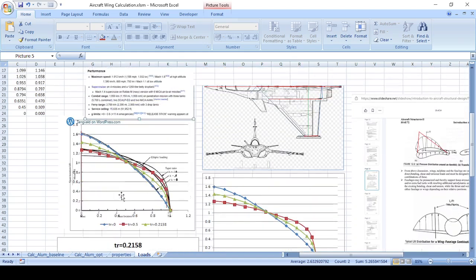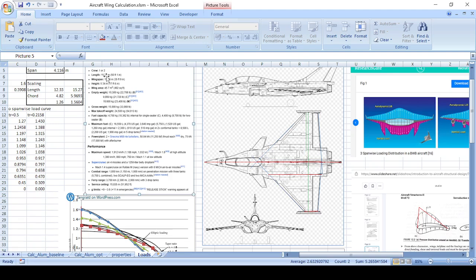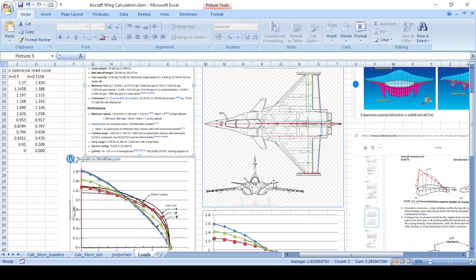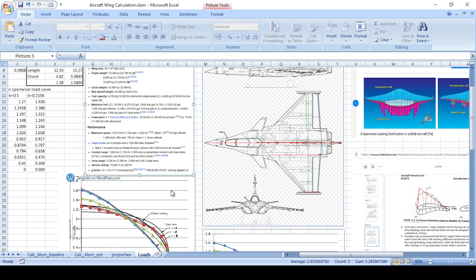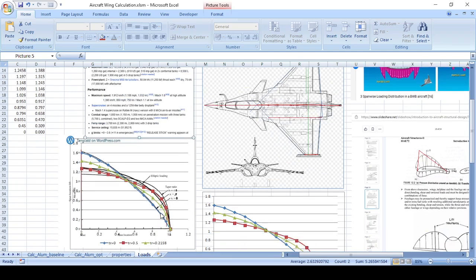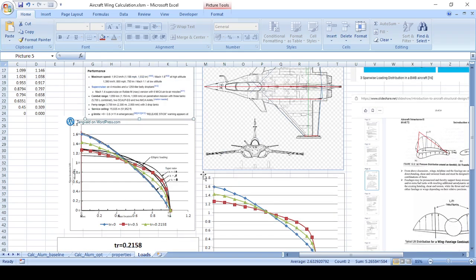So based on the taper ratio of this aircraft, which I just measured by scaling through this picture and using the wingspan and length data here, I've guesstimated that the taper ratio is something like 0.2158. From the Raymer load distribution, that's really this green line here. I just scaled this green line to show that if I go from 0.5 to 0, then 0.215, it will just be this curve here.